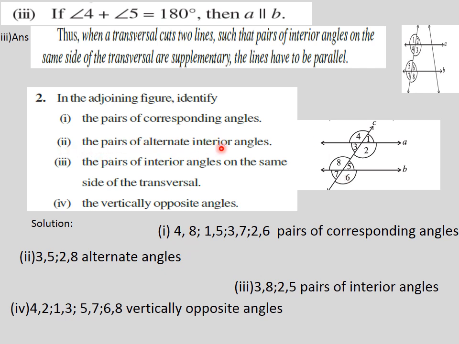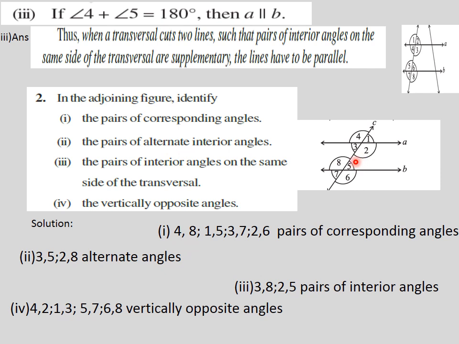The pairs of alternate interior angles. Interior angles means the angles which lie inside. The pairs of alternate interior angles means opposite sides.